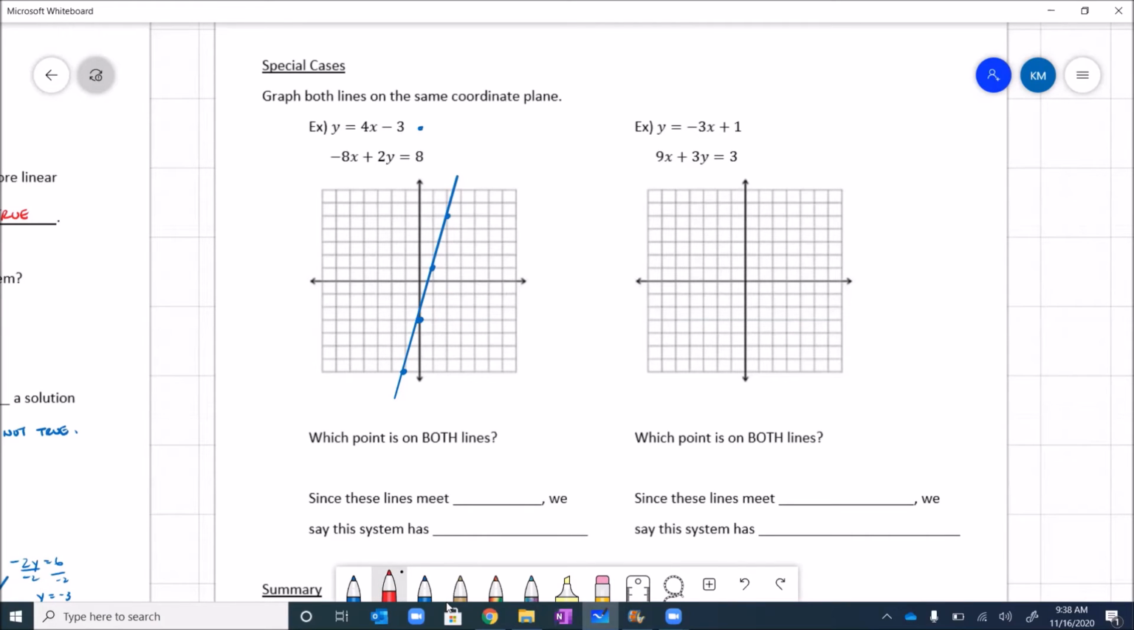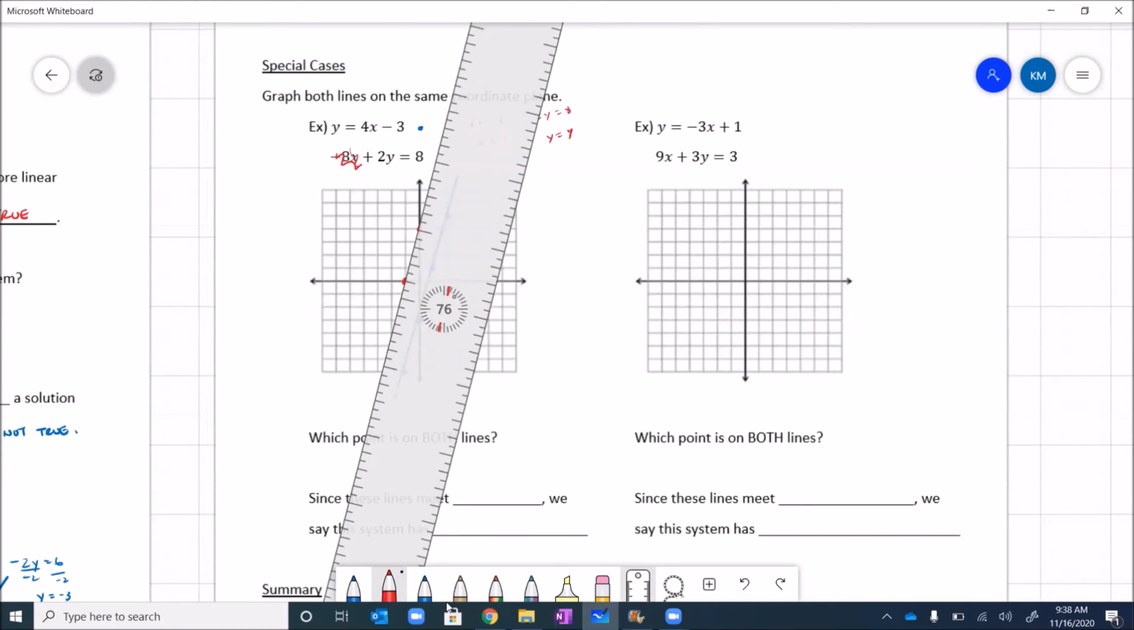So now, this next one, it's in standard form, so I have -8x equals 8, divided by -8, x equals -1. Okay, and then my other point, I have 2y equals 8, divided by 2, y equals 4, so my y-intercept is at (0, 4). Okay, and so my ruler goes through those two.